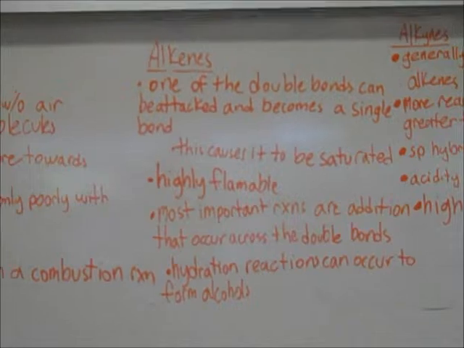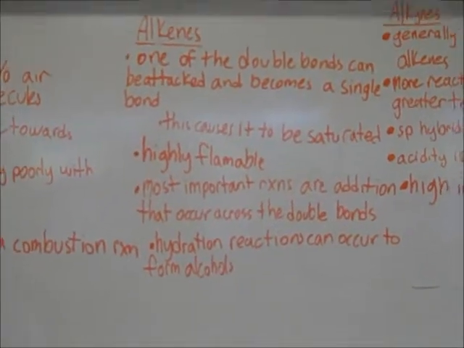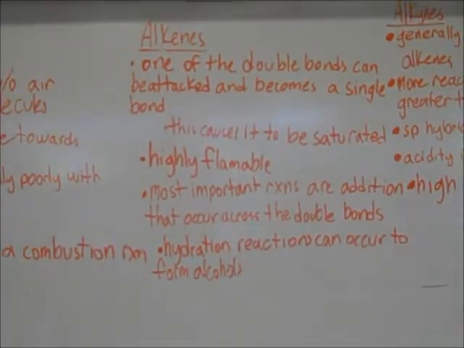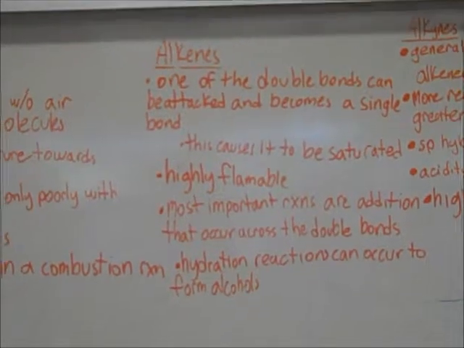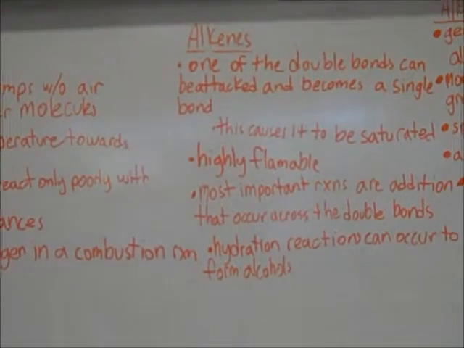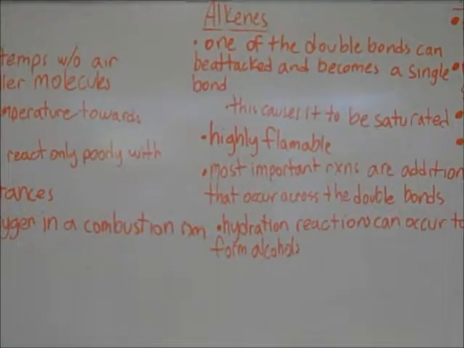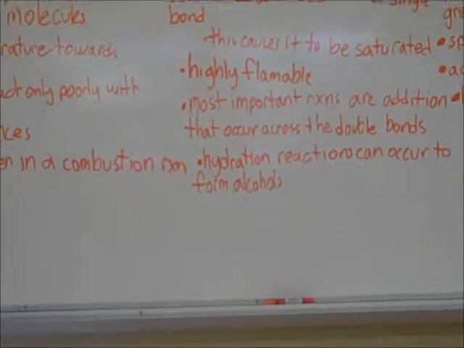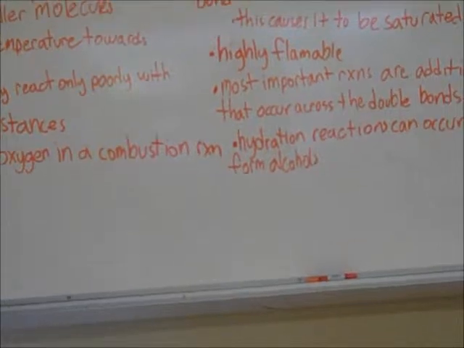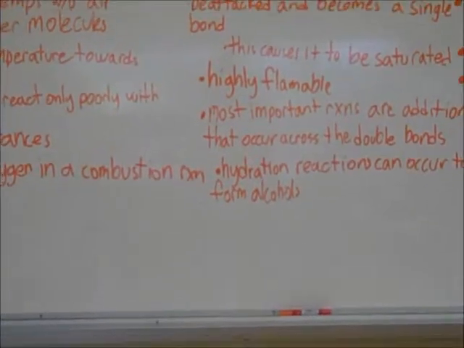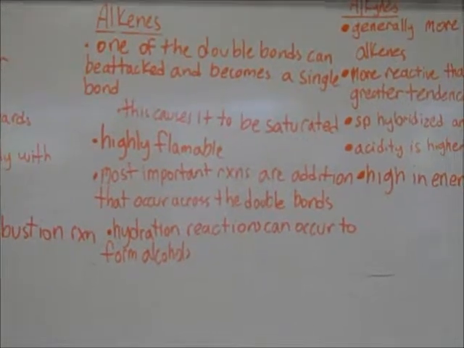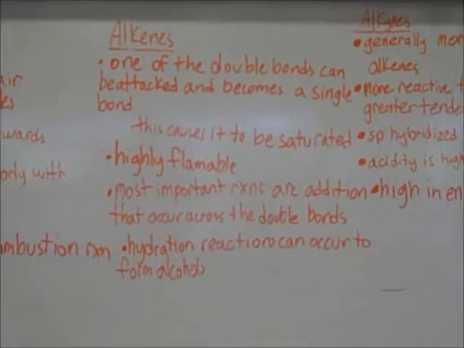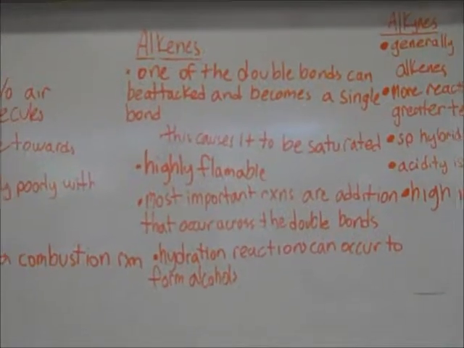And alkenes. In the alkenes, one of the double bonds can be attacked by a reagent and become a single bond. And this causes it to become saturated and become an alkane. Alkenes are readily reduced by addition of hydrogens across double bonds to form alkanes. Alkenes are highly flammable and combust with oxygen. The most important alkene reactions occur across the double bonds, and hydration reactions can occur with alkenes to form alcohols.